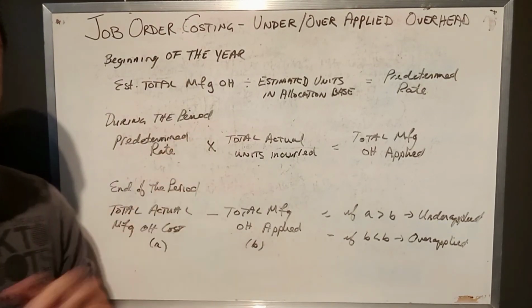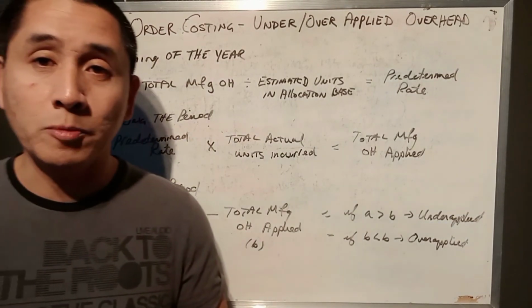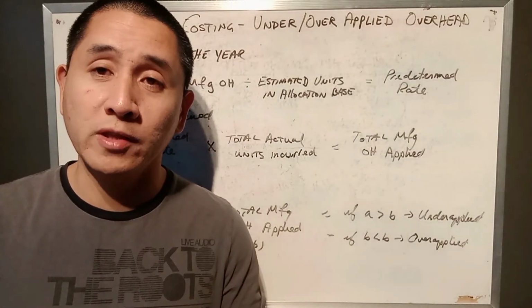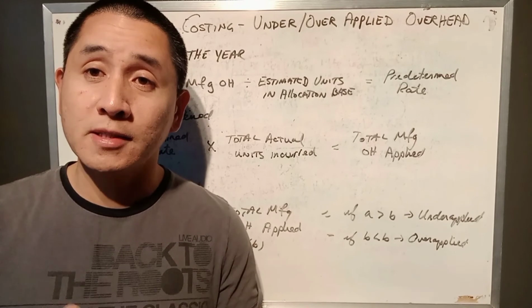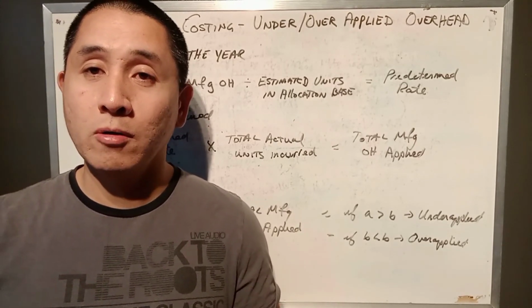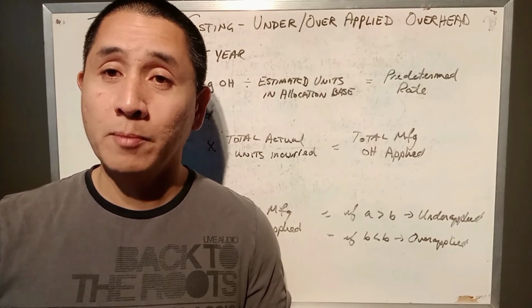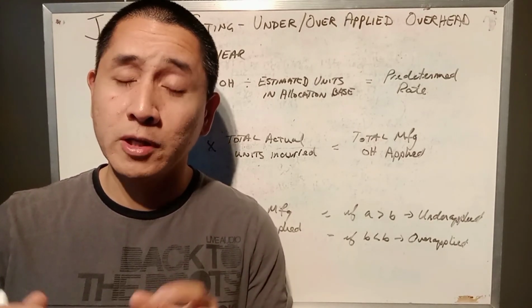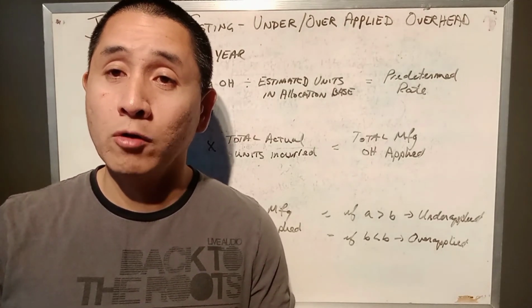So I hope this little example helps to explain over and under applied overhead within the constraints of the job costing system. I hope that this tutorial helps you to understand a bit more about job costing systems, and in particular, over and under applied overhead.